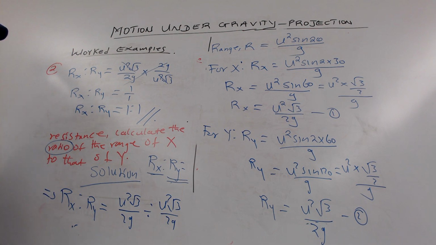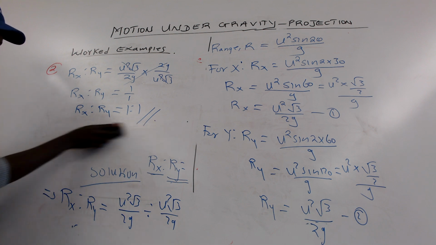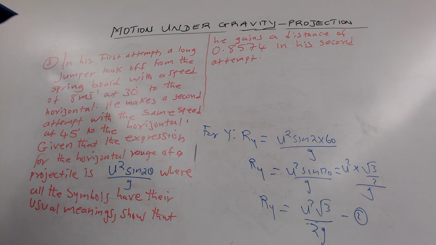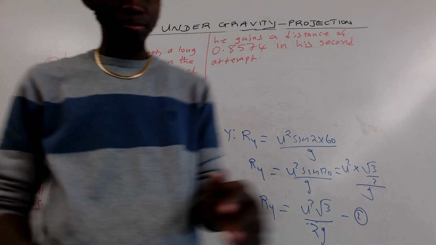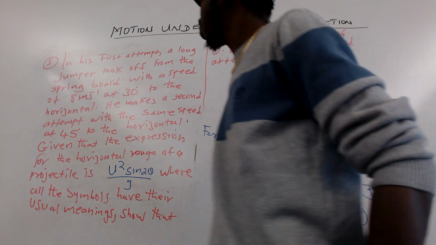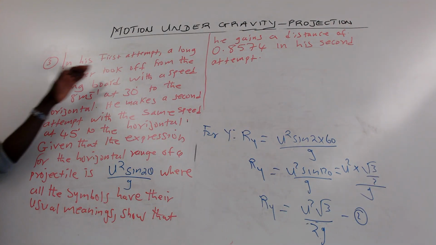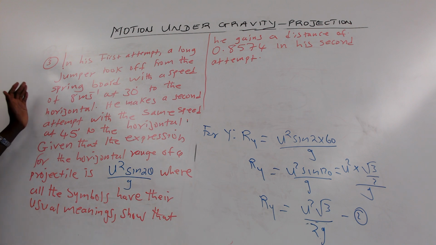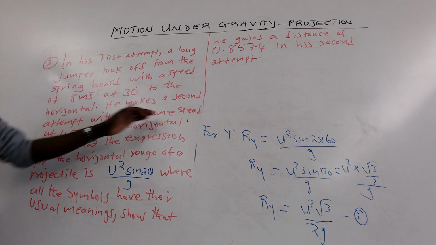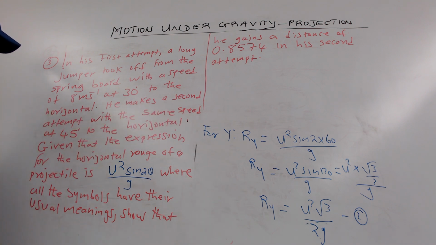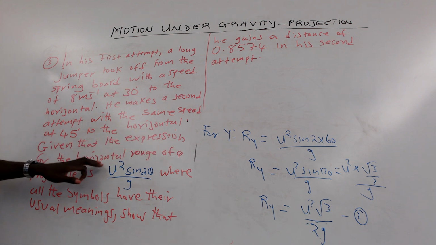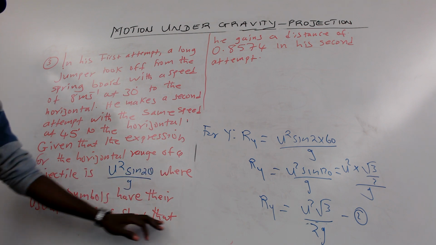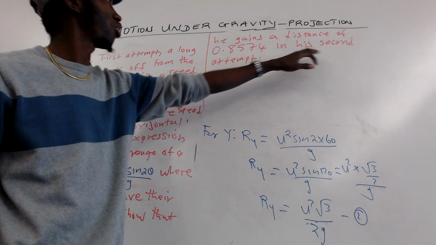Yeah. So we move to the third problem, the third example. We continue with the third problem, and the third problem reads: in his first attempt, a long jumper took off from the springboard with a speed of 8 meters per second at an angle of 30 degrees to the horizontal. He makes a second attempt with the same speed at 45 degrees to the horizontal. Now, given that the expression for the horizontal range of a projectile is u square sine 2 theta over g, where all the symbols have their usual meanings, show that he gains a distance of 0.8574 in his second attempt.